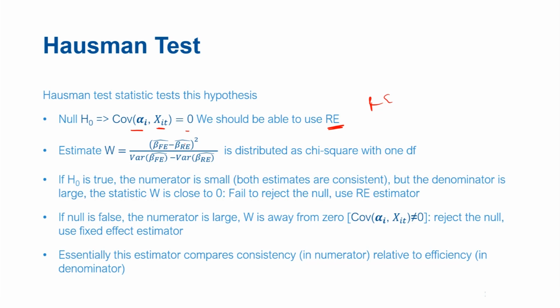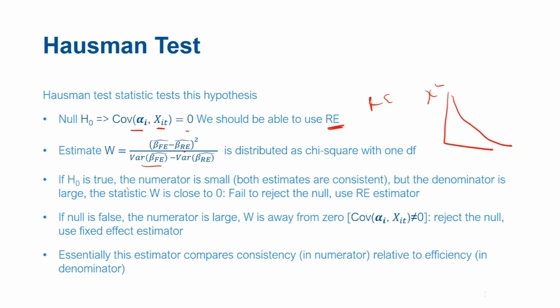The test is designed in a manner that the numerator has the difference between the fixed effect and random effect estimates, and the denominator has their variances. So this statistic is distributed as a chi-square with 1 degree of freedom. It appears something like this: the chi-square statistic with 1 degree of freedom.